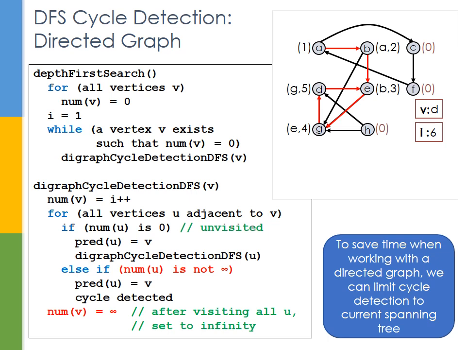For vertex E, we then look at its number, and we see that the number is not 0, but we also see that the number is not infinity. So this means that we have then detected a cycle. So the first step, as for the previous algorithm, is we need to update the predecessor of vertex E to the current vertex, which is D in this case, and now we report a cycle.